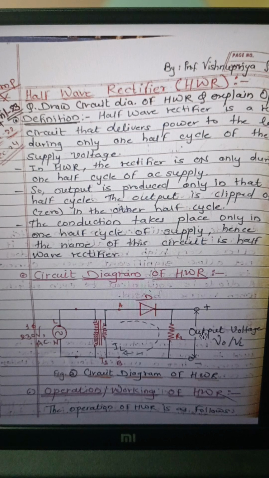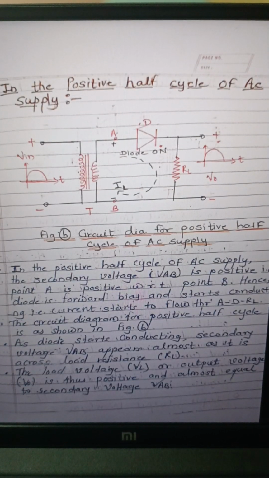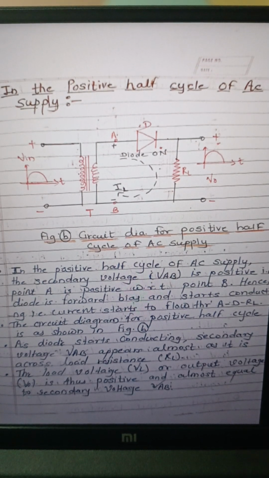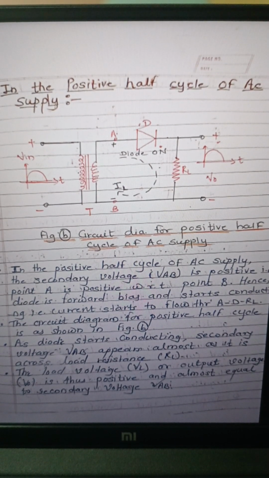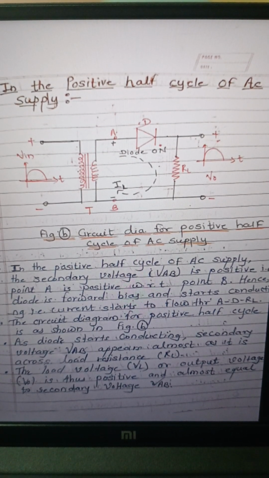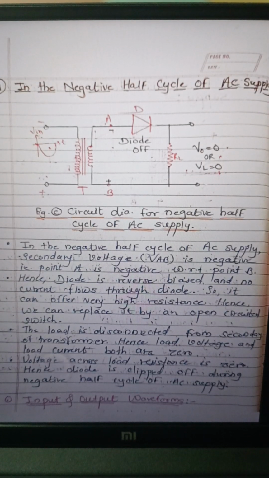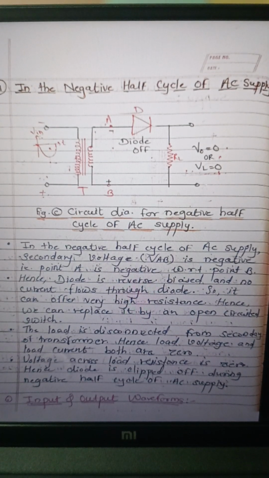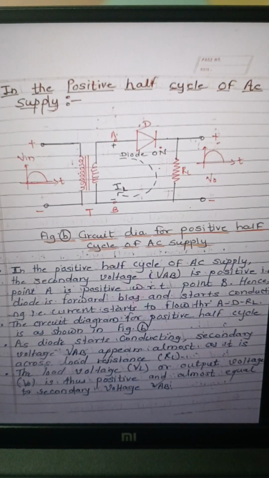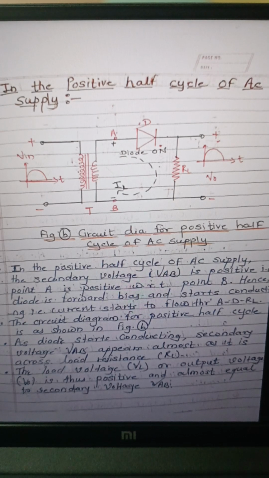Let's move over to the operation of half wave rectifier circuit. So its operation is divided into two parts: during the positive half cycle of AC supply, and next one is during the negative half cycle of AC supply. So first is operation during the positive, that is first half cycle of AC supply.